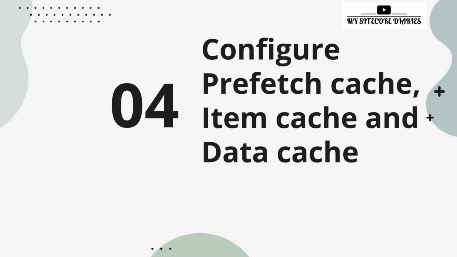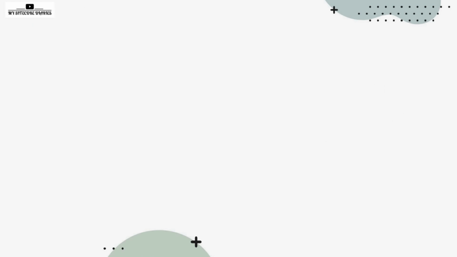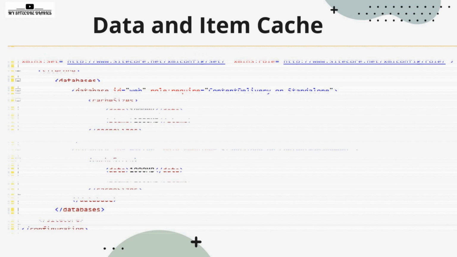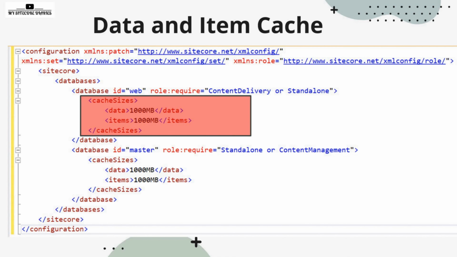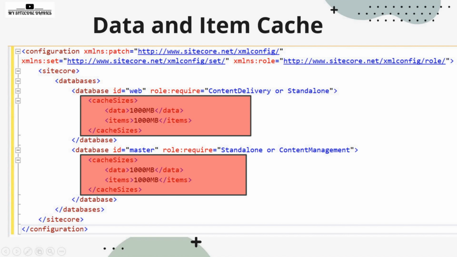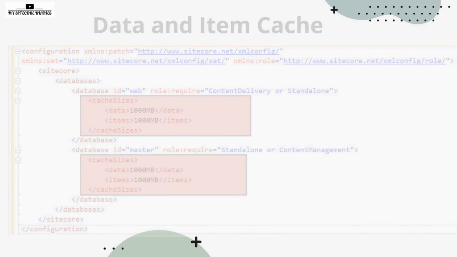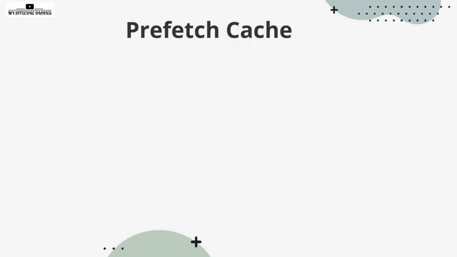Now we will see how to configure the prepage cache, item cache, and data cache. Again, we have seen a little bit of this in the last video also. For data and item cache, you can create a patch configuration file here, and in that patch configuration file, you can define the cache size for data and items. So here you see 1000 MB, that is the initial value you can set up. And those caches are set up at the database level. You have seen this in the last video also, I'm just running through it.